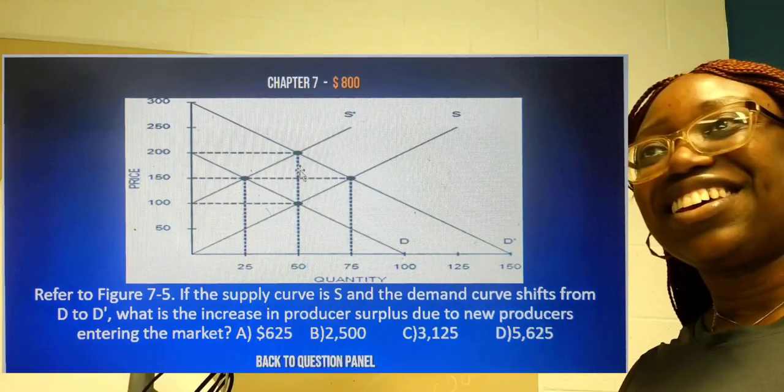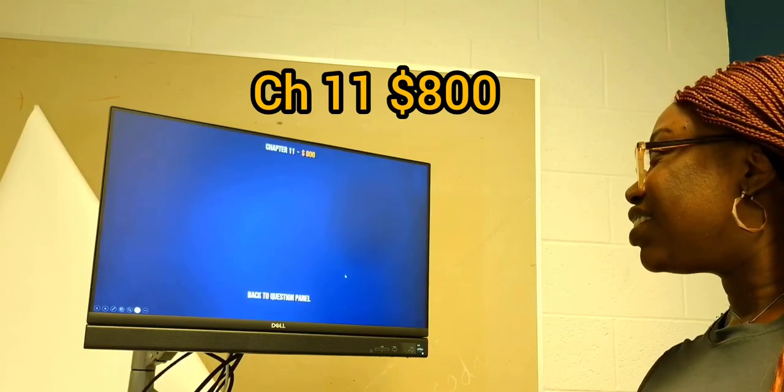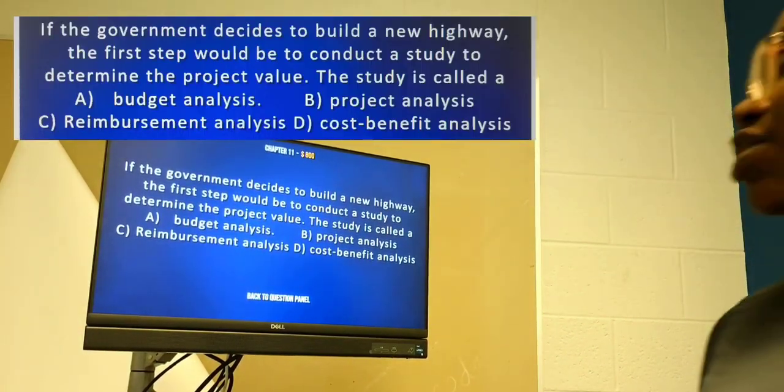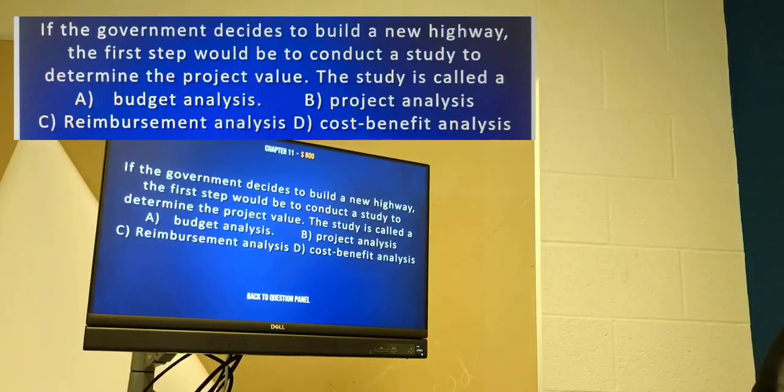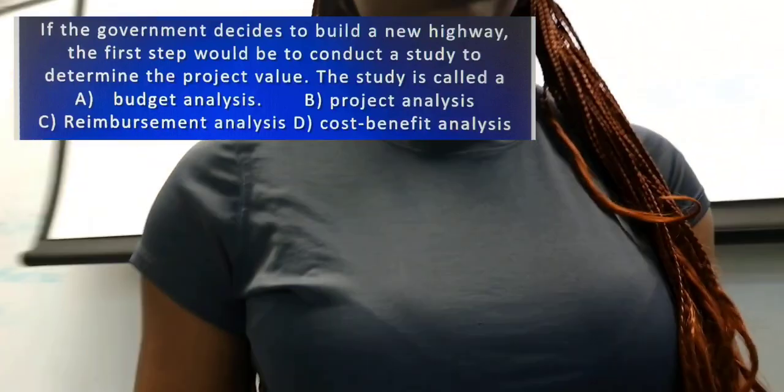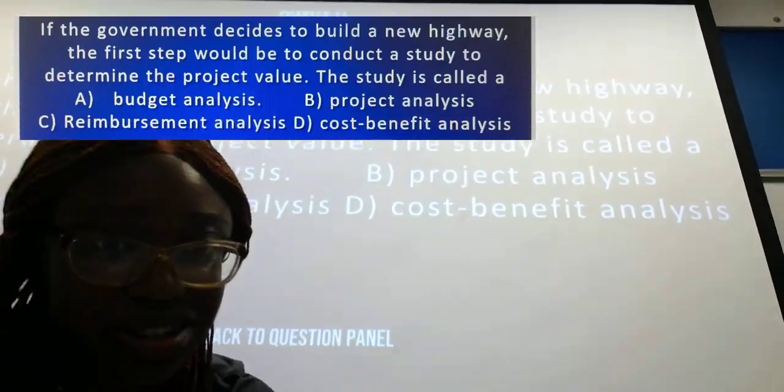Back to you guys. 11,800. If the government decides to build a new highway, the first step would be to conduct a study to determine the project value. What is this study called? Agree on one answer as a team. You're still wrong.